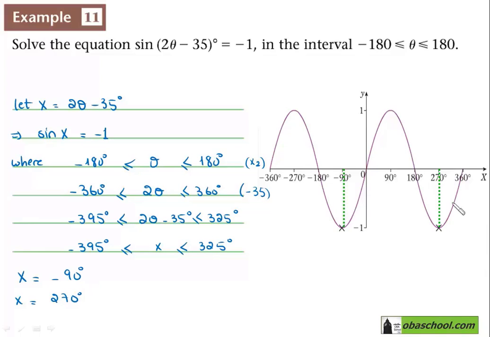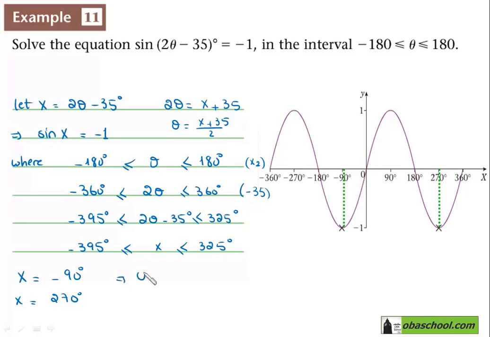These are the values of x that satisfy the equation sine x equals minus 1. The values of x are found in the interval that we specified. Now we need to go back to theta since x equals 2 theta minus 35. So 2 theta equals x plus 35. Therefore theta is x plus 35 over 2.